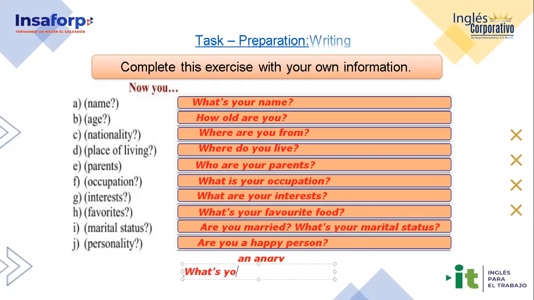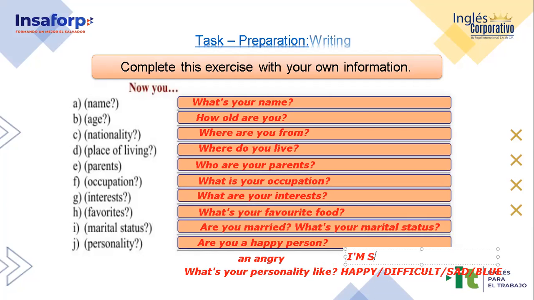Okay. What's your personality like? ¿Cómo es tu personalidad? Y aquí podemos buscar a ustedes. Okay. Happy. Nada más van describiendo cómo es, con adjetivos se pueden describir. What's your personality like? I'm happy, I'm difficult, I'm sad, I'm blue, I'm intelligent, I'm smart, okay. So you describe yourself.